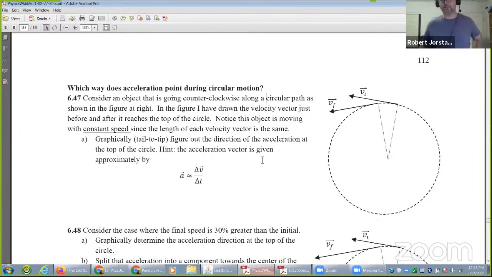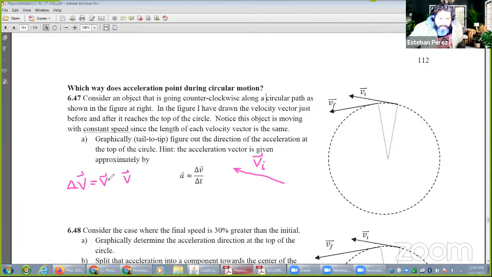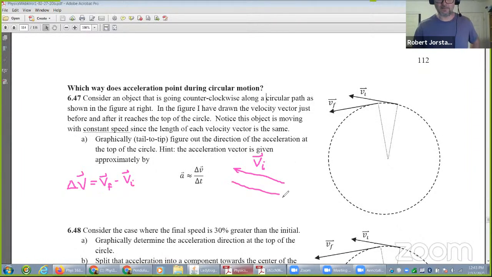We'll go back and explain the definitions in a minute, but this is crazy. If I draw these two vectors here, this is V initial. Now, I want to get delta V. What is delta V by definition? Remind me. V what minus V what? V final minus V initial. Final minus initial. So if this is V initial, this vector right here would be negative V initial, right? It points the opposite way. So what would this look like?